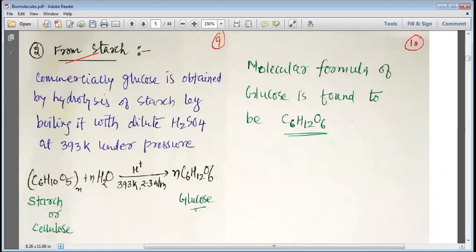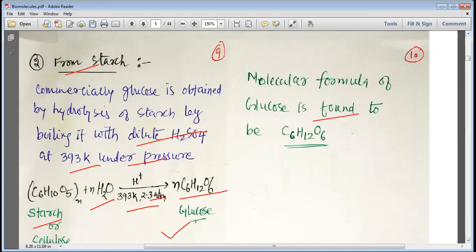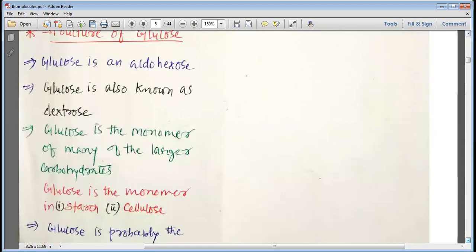For preparation of glucose from starch, we take starch or cellulose and allow it to undergo hydrolysis in the presence of dilute sulfuric acid at 393 Kelvin temperature and under high pressure, that is almost 2 to 3 atmospheric pressure. We get a huge amount of glucose by this process. Glucose is also known as dextrose, and the molecular formula of glucose is C6H12O6. In the same way, my dear students, glucose is an aldohexose because an aldehyde functional group is present. Glucose is also known as dextrose.